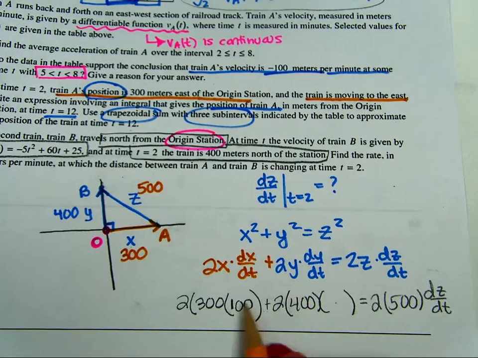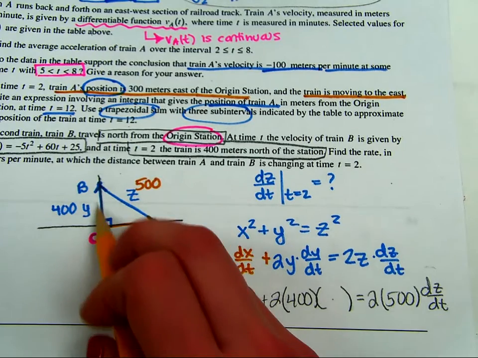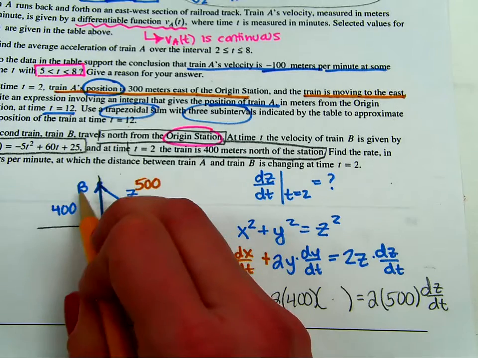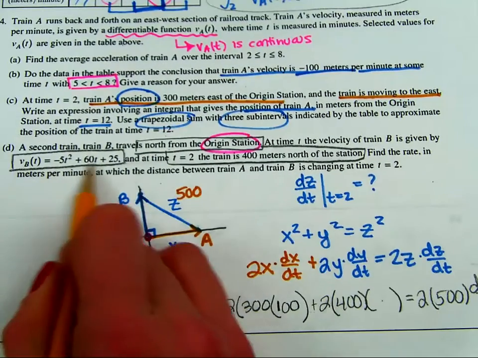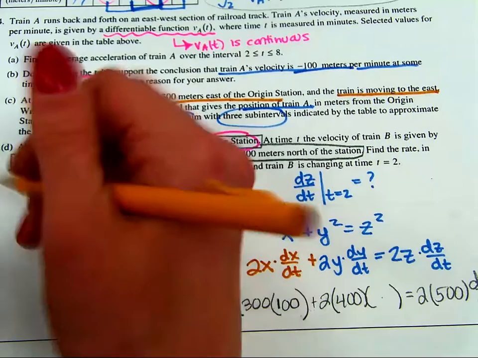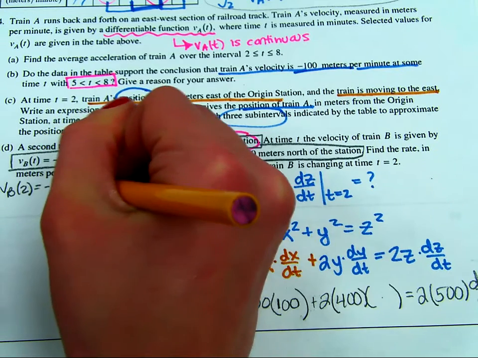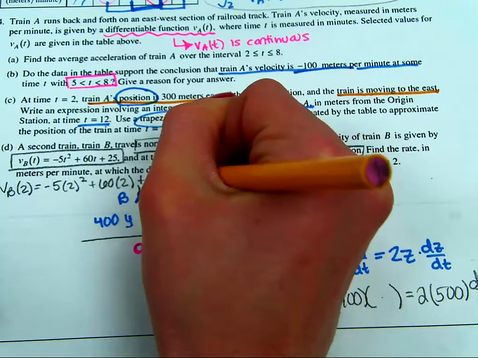And then same thing here, dy dt, just the rate at which y is changing. It's really just the velocity of train B at t equals 2. And remember, we were given this velocity right here. We just have to plug in 2. So if we plug in 2, negative 5 times 2 squared plus 60 times 2 plus 25, we should be able to figure that out.